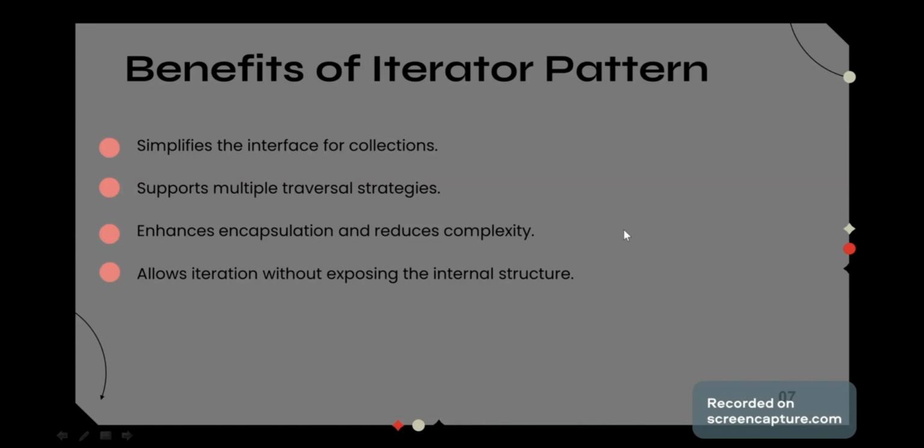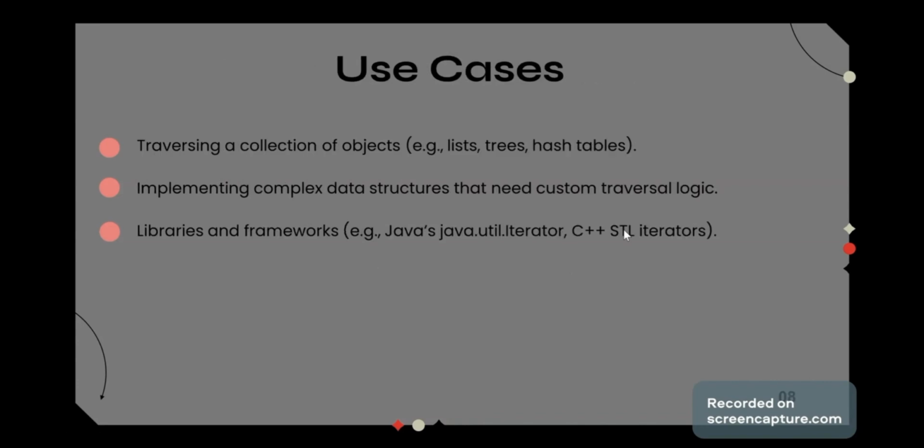Let's move forward to the use cases. The first use case is that the iterator pattern is useful in scenarios where you need to traverse different types of collections in a uniform manner without exposing their internal implementations, right? The iterator pattern is perfect for implementing complex data structures that need custom traversal logic. For example, we have to implement graphs, lists, trees, and hash tables. Thereby, if we implement a traversal method in those, we are encapsulating the traversal logic and keeping the structure hidden.